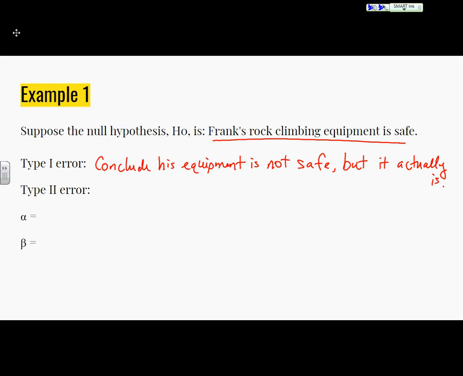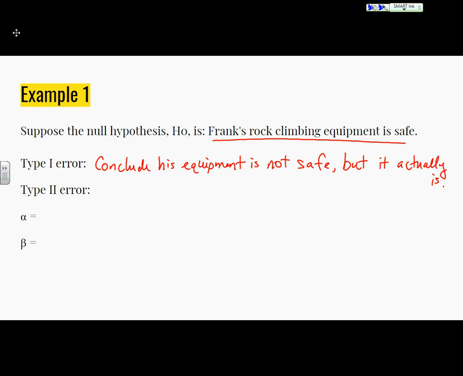All right? Now, type 2 error is going to be if I accept H naught. All right? And so if I accept H naught, I'm saying that it says accept H naught, doesn't it? Oh, we don't want to say accept H naught. We do not reject H naught. And so I want to say that his rock climbing equipment is going to be safe.